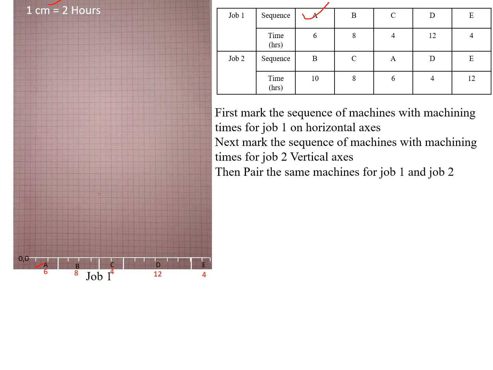Similarly, next we mark machine B in the order of the sequence, which has 8 hours, equal to 4 centimeters. Next we mark machine C after machine B, which has a machining time of 4 hours, that is 2 centimeters. Then we mark machine D after machine C, which has 12 hours, equal to 6 centimeters. Then finally we mark machine E, which has 4 hours, equal to 2 centimeters.